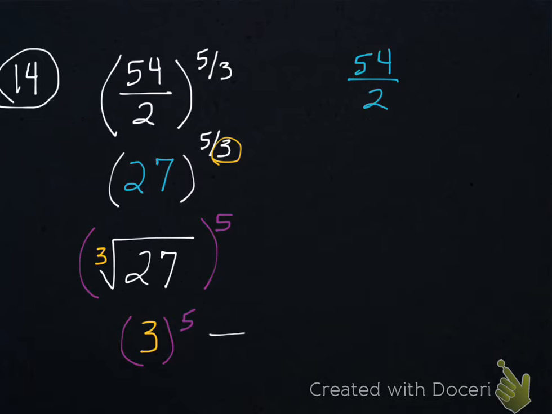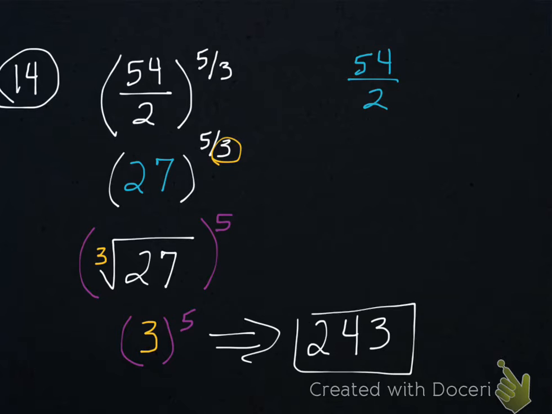Now we raise it to the 5th power. So 3 to the 5th power is what? 243.